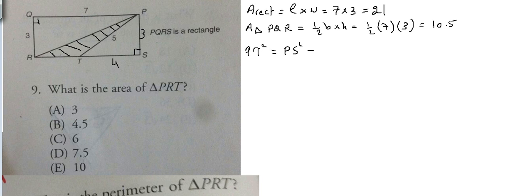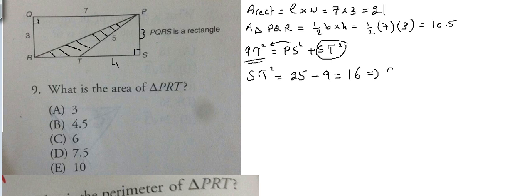PS squared plus ST squared, and we need to find ST. So ST squared should equal PT squared, which is 5 squared, 25, minus PS squared. PS we know is 3, so it's 9. The answer is 16. This means the length of ST is equal to 4.